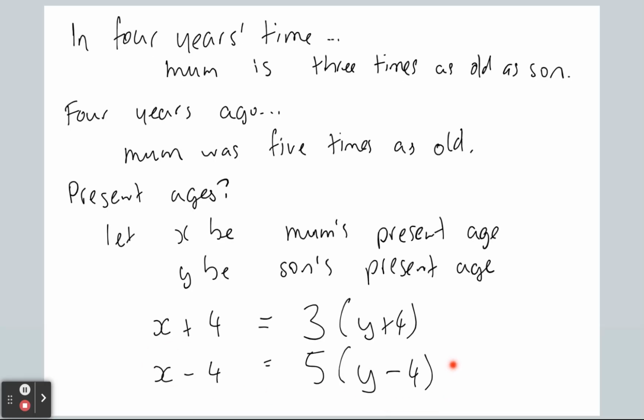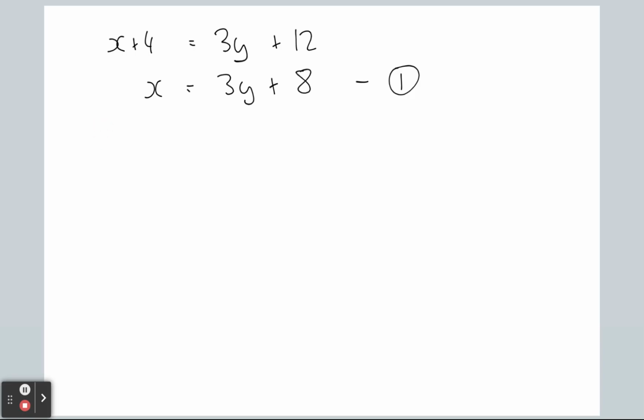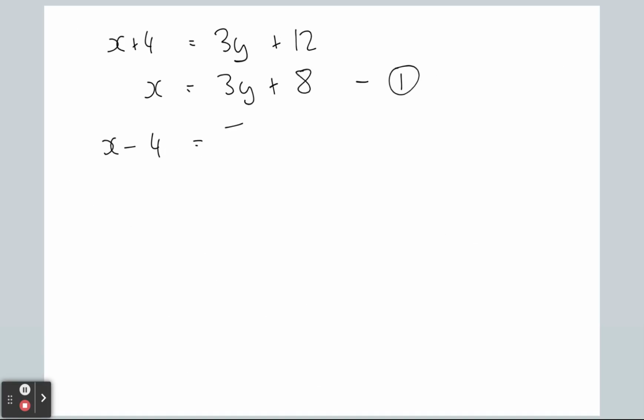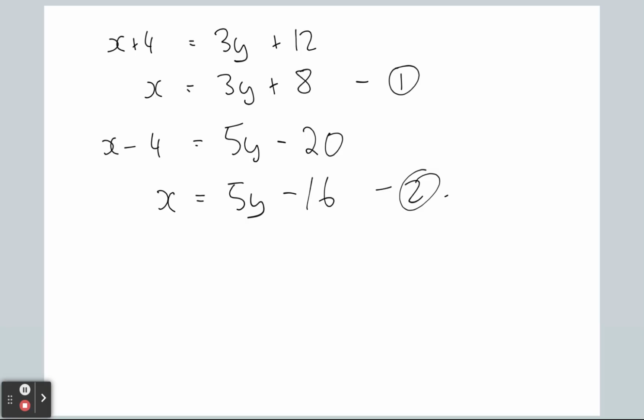The second one is x minus 4 equals 5 outside of y minus 4. So I am going to expand the brackets there. So it's 5y minus 5 times 4, which is 20. And I'm going to do the same thing as well, I think. I'm going to say x is equal to 5y, adding 4 to both sides, minus 16. That's equation 2.